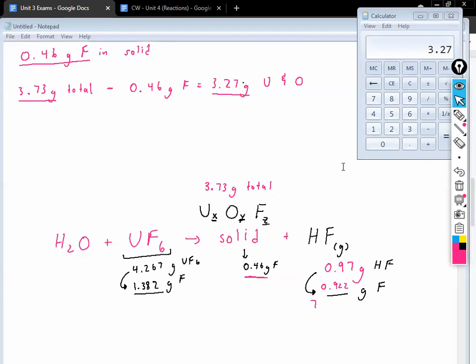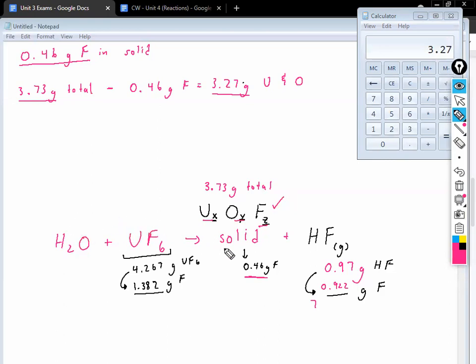Okay, so now before we move on, what we have to do is consider the other compounds. If you take a look back at the problem, if we notice our equation right here, the compound is made of uranium, oxygen, and fluorine. We got the fluorine good to go. The other problem is uranium and oxygen. So there's two different reactants.